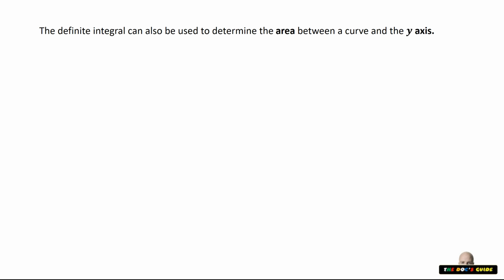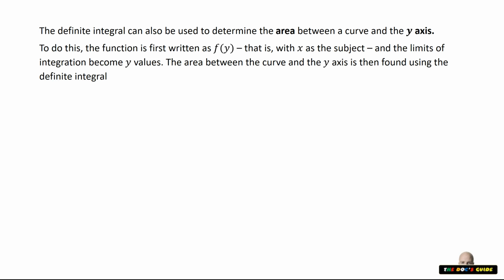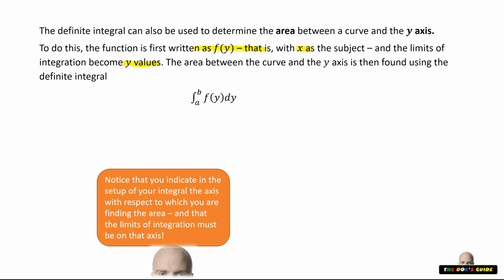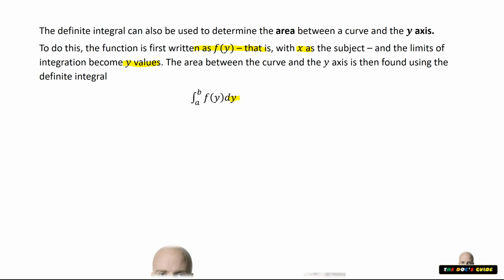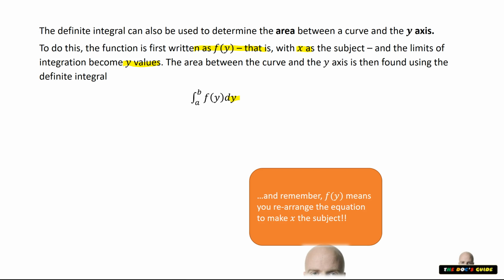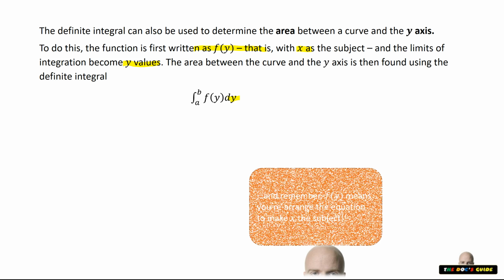Now we can also use the definite integral to find the area between a curve and the y-axis. To do this, we have to write the function as f of y. So we need to make x the subject of the equation. Our limits of integration become the y values on the axis. And then we use the definite integral from a to b of f of y dy. You'll notice that with respect to the y-axis, it's dy, and we remember that f of y means you make x the subject of the equation. So if you like, y becomes the variable.